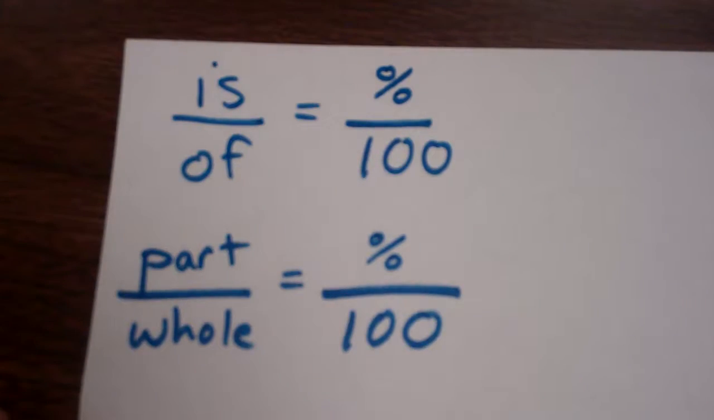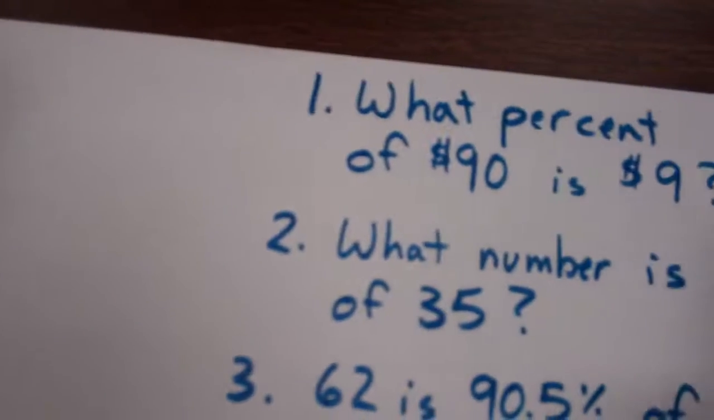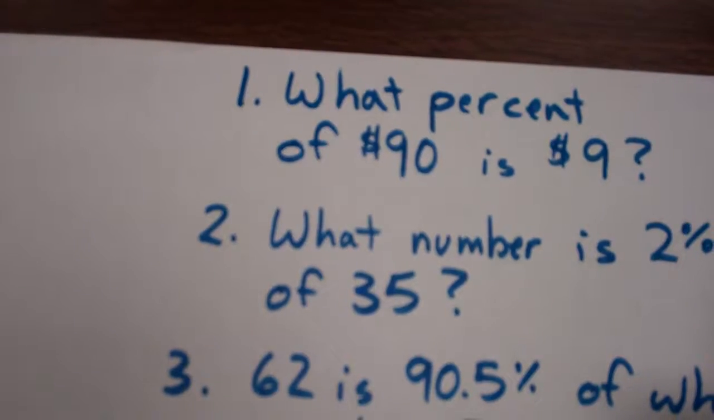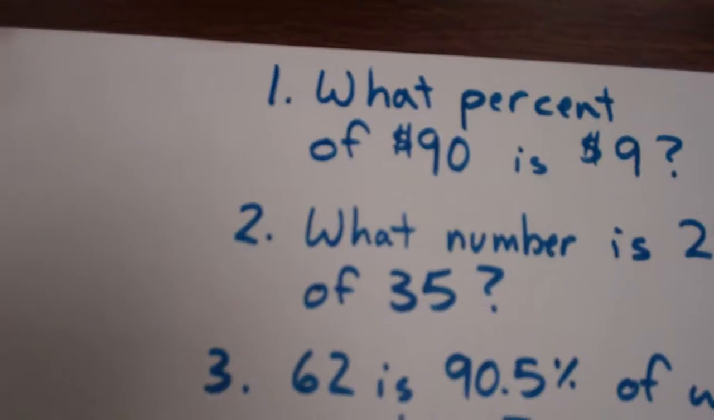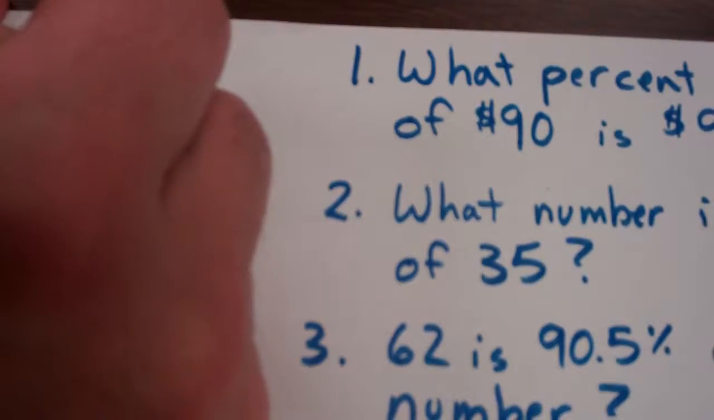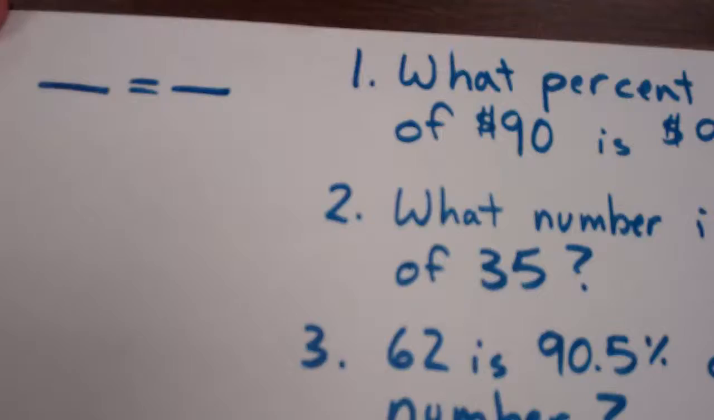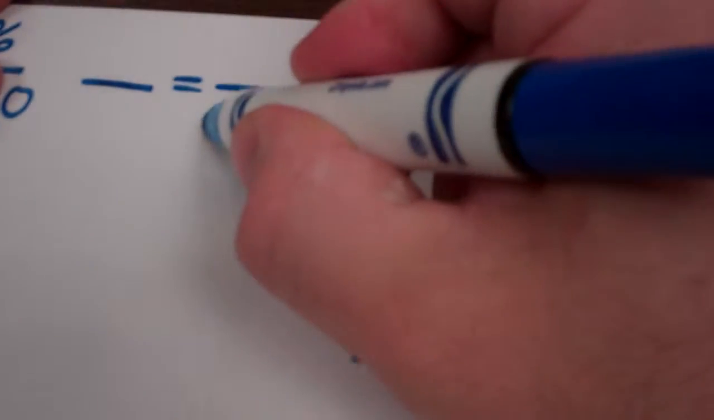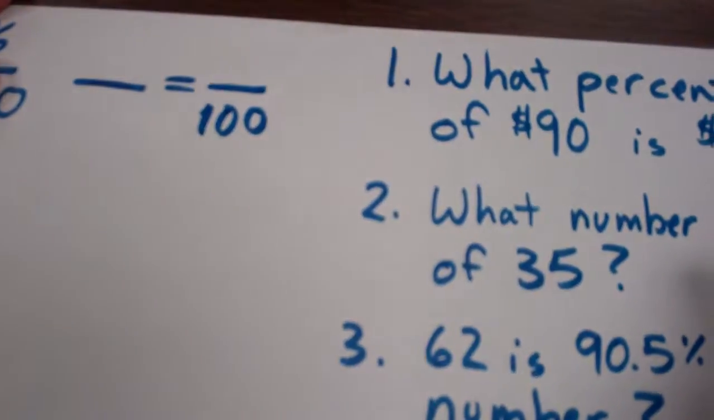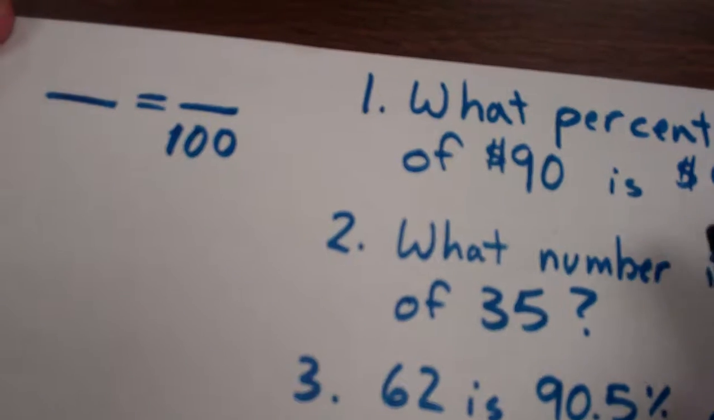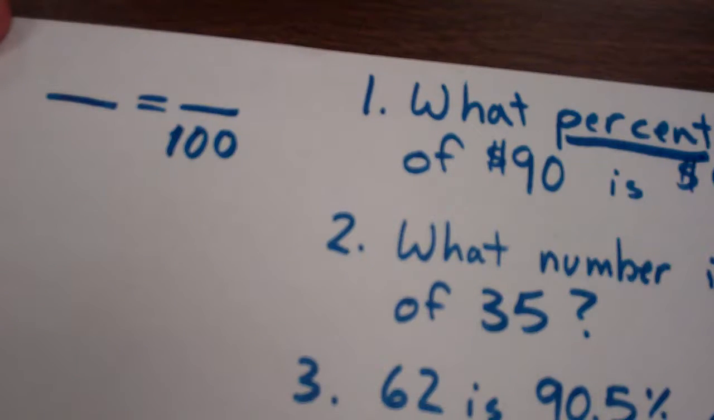All right, so we're going to try to set these up and take time and just look at a couple with is, of. What percent of 90 is 9? Let me set that up as a proportion. Starting with a blank one. You already know the 100 because we're dealing with a percent problem. Now, do we always put 100 in it? No, only when we're dealing with a percent. There's the hint that it's a percent problem.